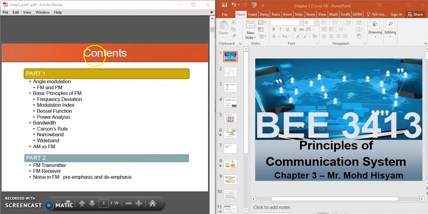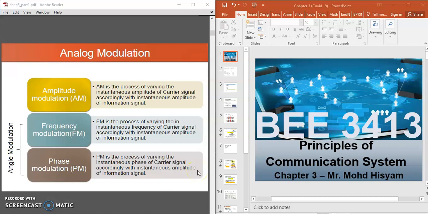Now in this chapter, chapter 3, we split into two parts. The first one is part 1: angle modulation, basic principle of FM, bandwidth, AM versus FM. And part 2 is the frequency modulation transmitter, frequency modulation receiver, and noise in frequency modulation, pre-emphasis and de-emphasis. Basically, in chapter 2, you already dealt with amplitude modulation. Amplitude modulation, frequency modulation, and phase modulation come under analog modulation.